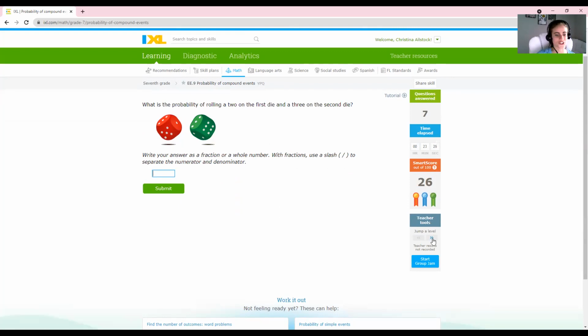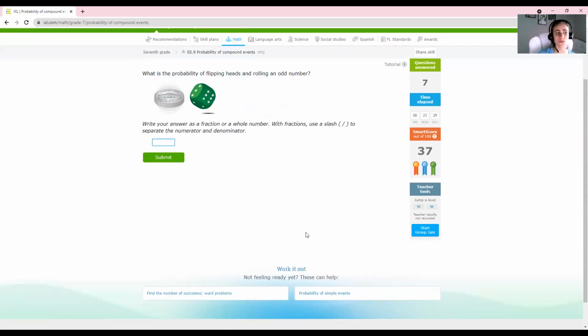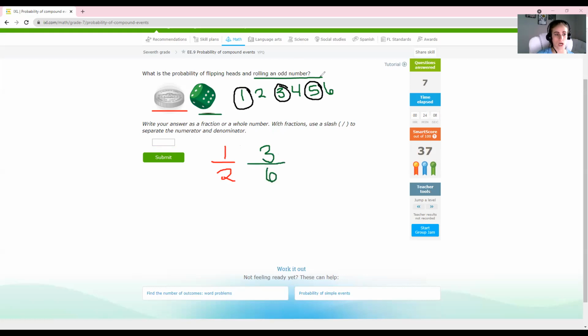Let's actually bump it up a notch now, guys. What is the probability of flipping heads and rolling an odd number? Ooh, that's fun. First off, let's find the probability of flipping heads. That would be a 1/2 chance. How about the probability of rolling an odd number? If we think about the die, our numbers go 1, 2, 3, 4, 5, and 6. My odd numbers are 1, 3, and 5. So there are 3 possible chances I could roll an odd number out of 6 outcomes.